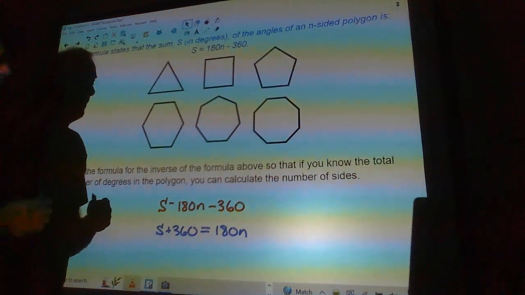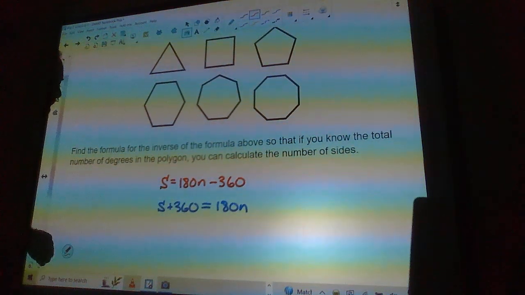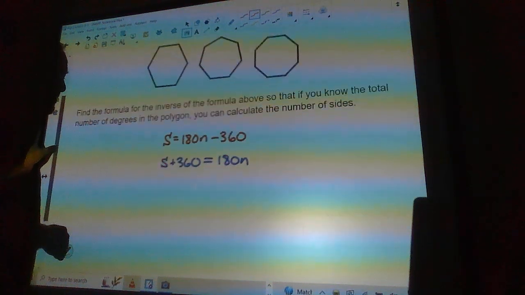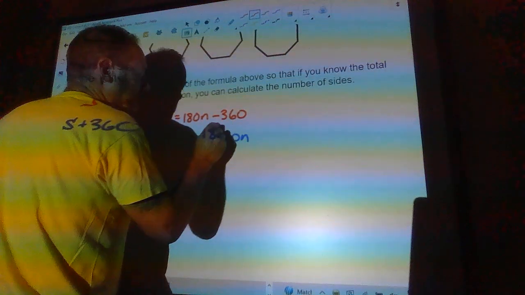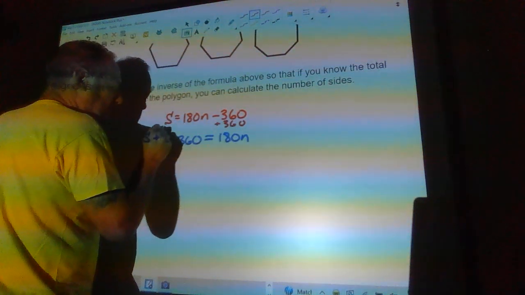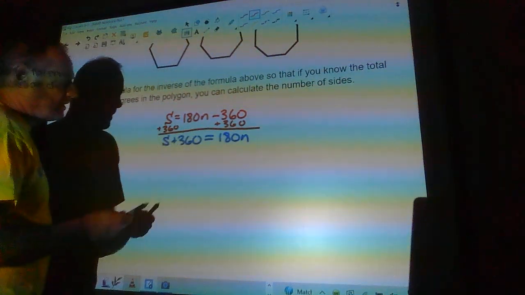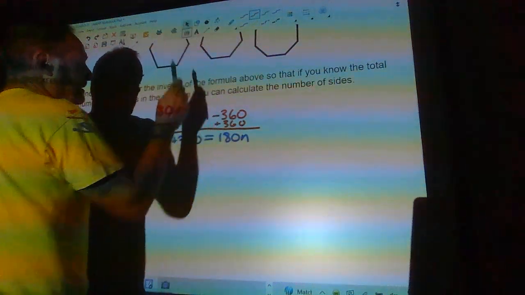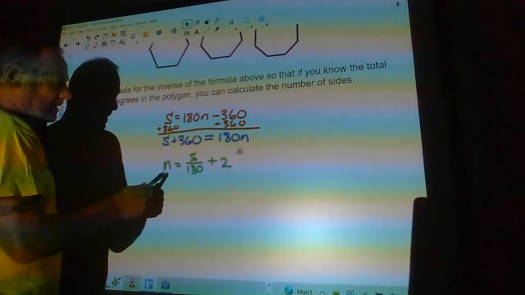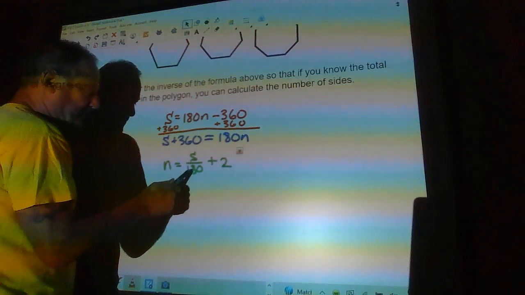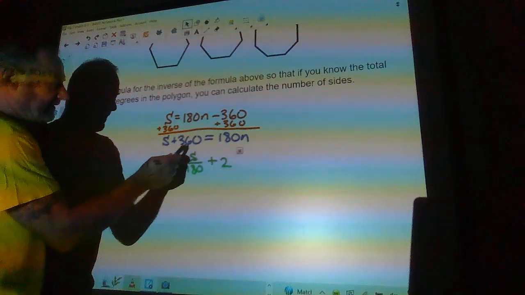S equals 180n, oh, I'm sorry. That's what confused me. I lost my equal sign here. All right, there we go. Now I'm going to add 360 to both sides, and I get this. So if I go ahead and put that in there, plus 360, plus 360. Well, got to show my work, right? Okay, I get this. The next thing I'm going to do is divide by 180 on both sides, and I get this. N equals S divided by 180 plus 2. Okay, divide this by 180, divide that by 180.